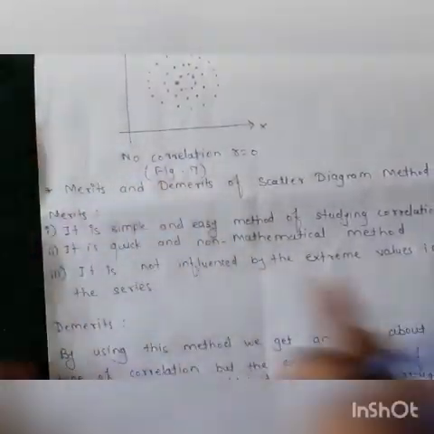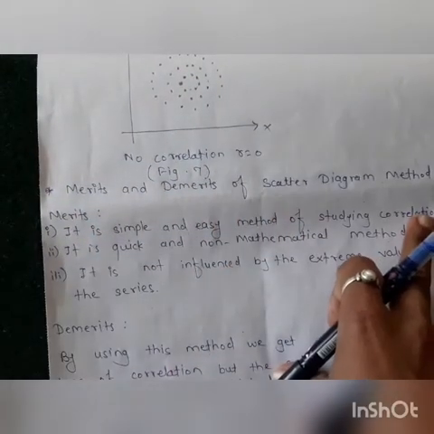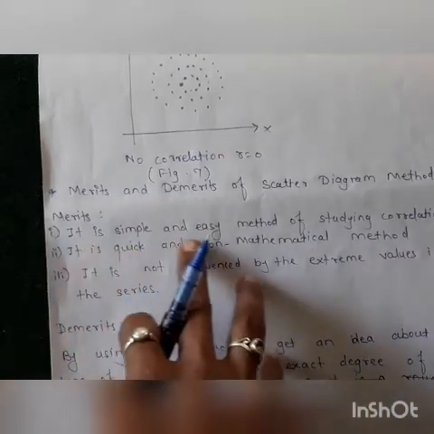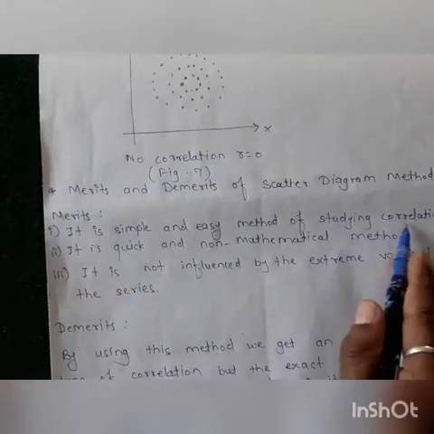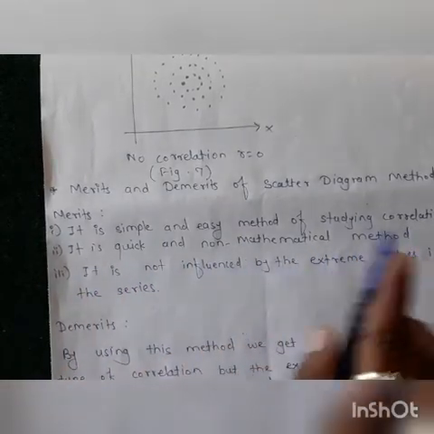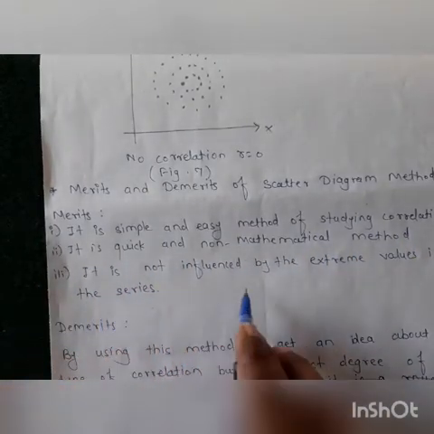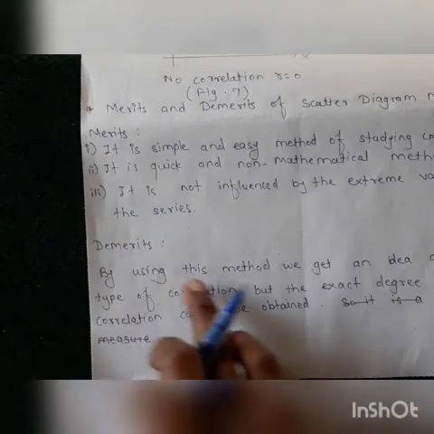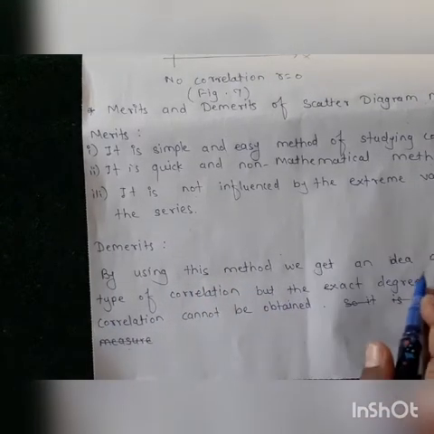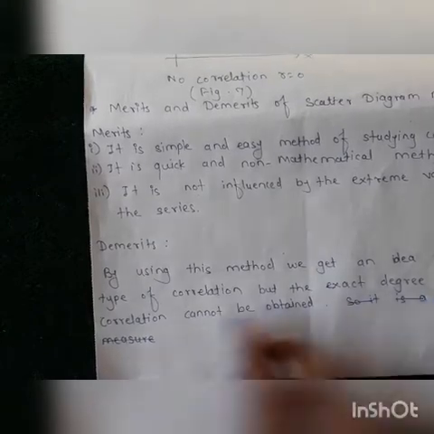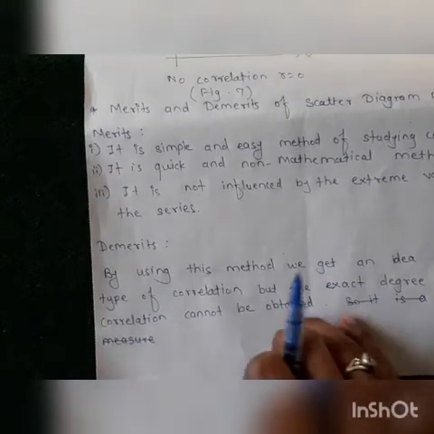The next point is merits and demerits of the scatter diagram method. First, merits. The first point, it is a simple and easy method of studying correlation. Second, it is a quick and non-mathematical method. Third, it is not influenced by the extreme values in the series. Next, demerits. By using this method, we get an idea about the type of correlation, but the exact degree of correlation cannot be obtained from this method.